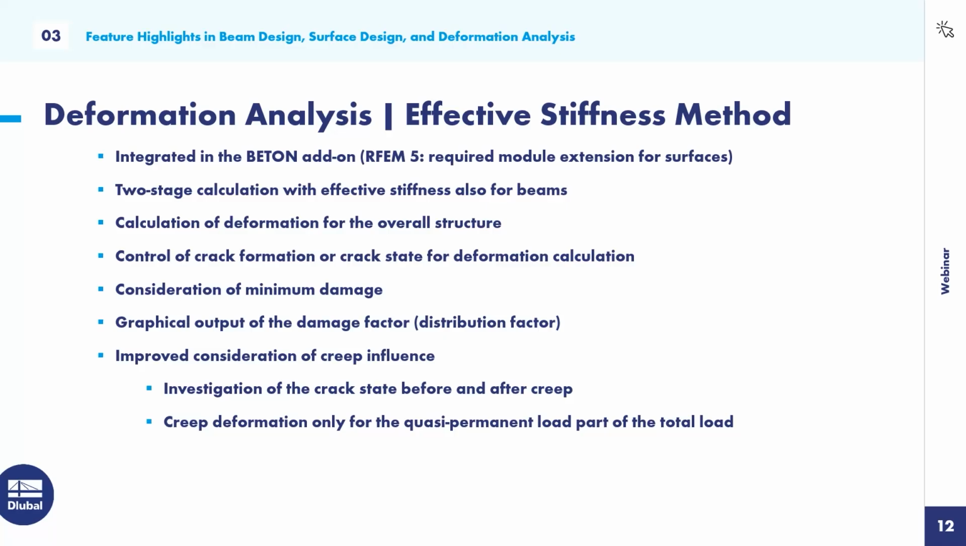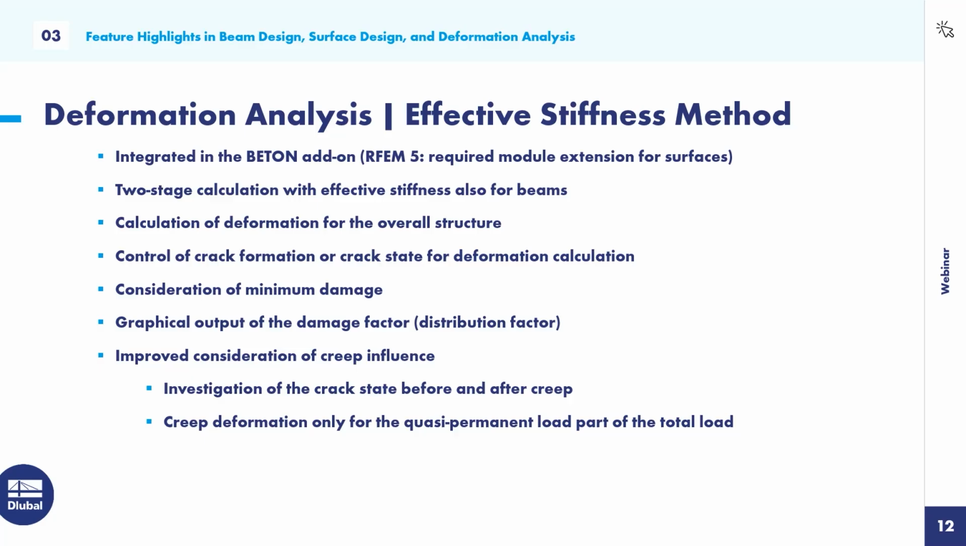Also a big topic is that we calculate the deformation now over the whole structure. So the members, the reinforced members, and the reinforced surfaces are acting together. So it's not so that we calculate now only the deflection for members and only the deflection for surfaces, like it was done or was possible in RFEM 5. So now you have an interaction between the members and the surfaces or slabs.